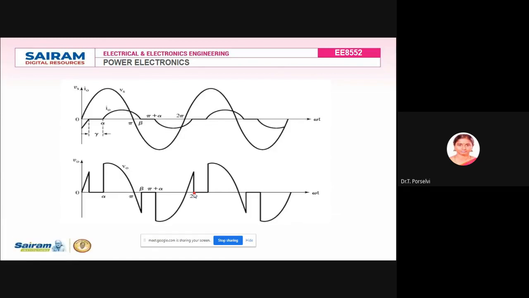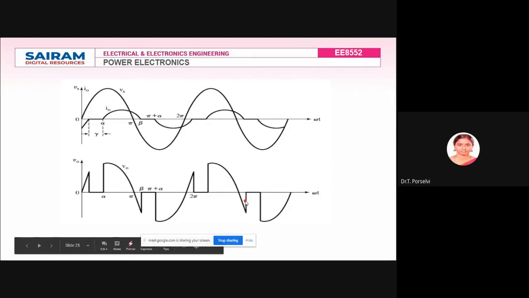Again, the load current reaches 0 at pi plus beta. From pi plus beta to 2 pi plus alpha, the load voltage is equal to 0 because there is no current flowing through the load. Then you will again turn on T1 and the process continues.